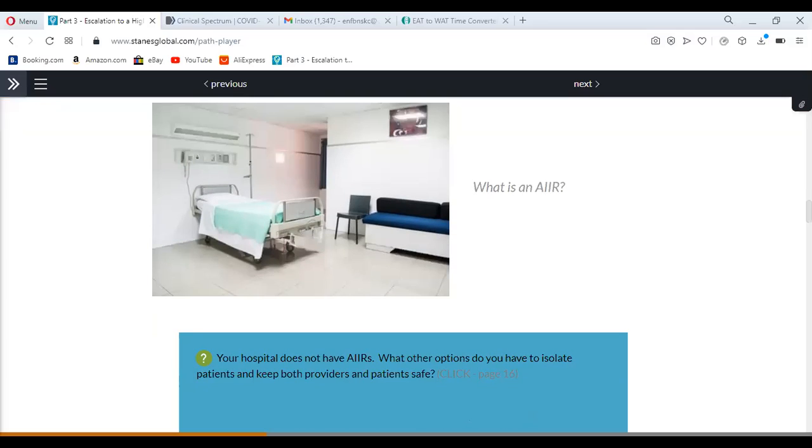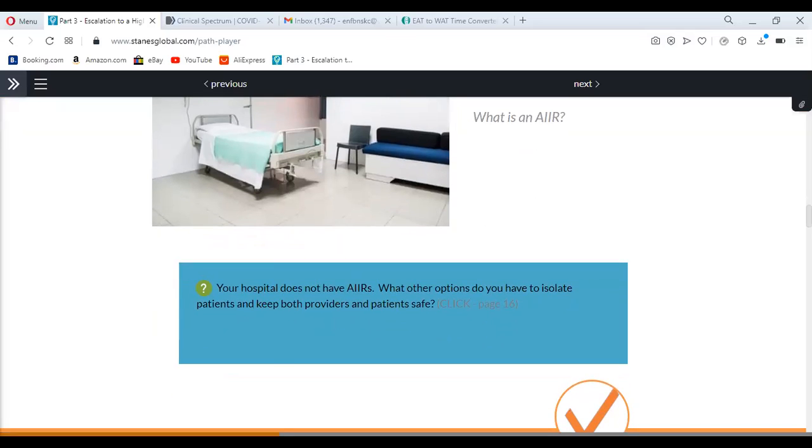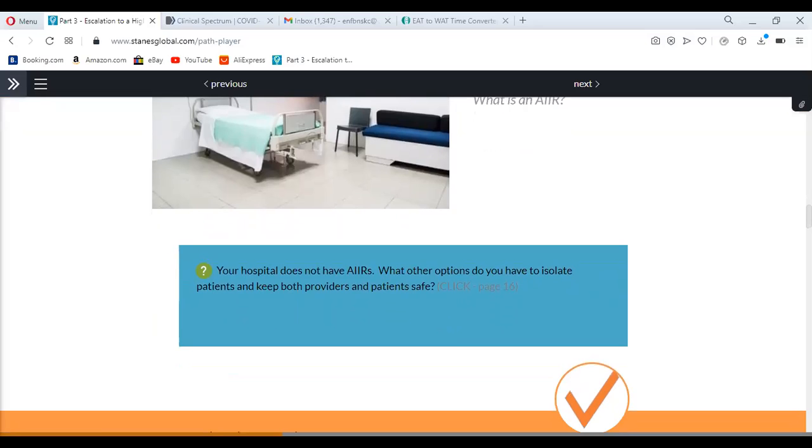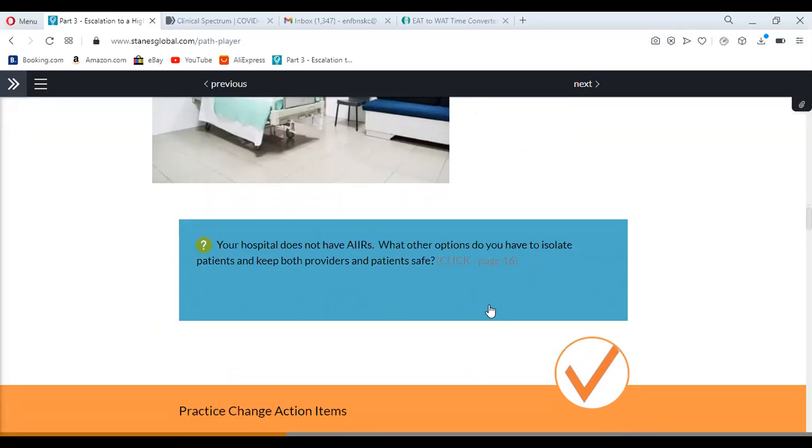Yeah, that's correct. So you have this question here: do we have AIIRs, this kind of facility, in our hospital? And if we don't, what other option do we have to isolate patients and keep both providers and patients safe, like you said? So maybe participants should type what they have in their facilities.